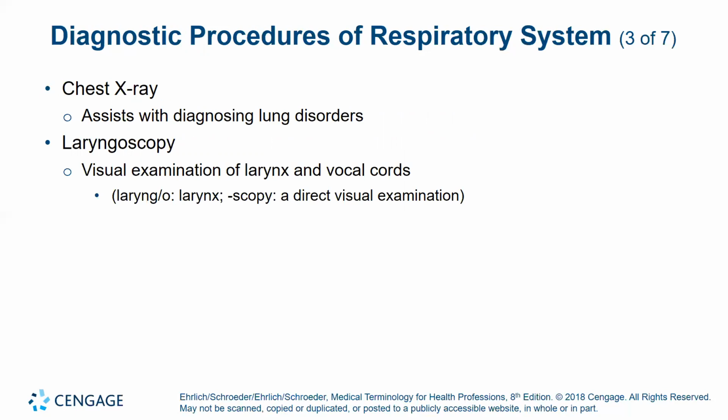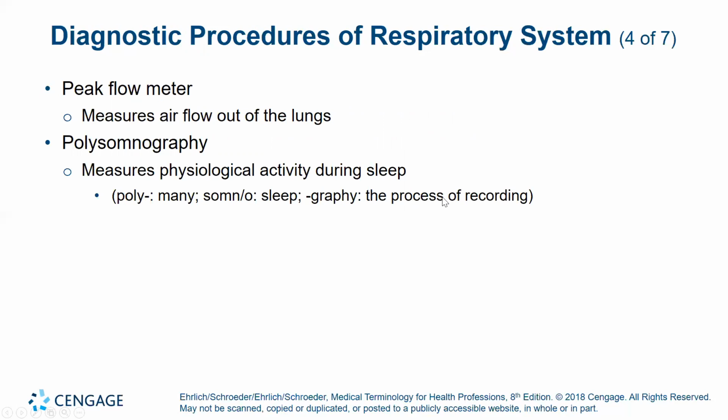Laryngoscopy, these are the procedures, still with the procedures here. Laryngoscopy is a visual examination of the larynx and vocal cords. Laryngo is larynx, scopy is a direct visual examination. Peak flow meter, obviously this measures the airflow out of the lungs. We have polysomnography, which measures physiological activity during sleep.